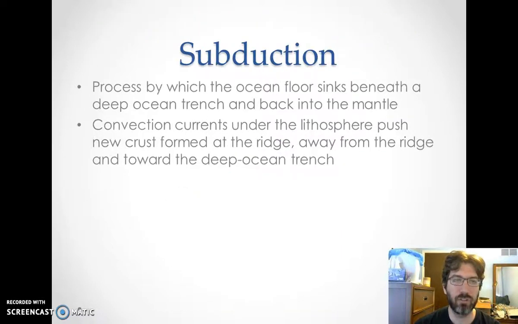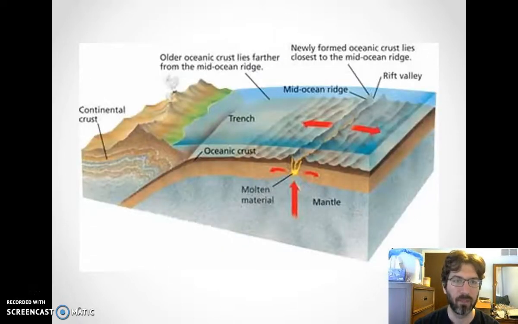So subduction is the process by which the ocean floor sinks beneath a deep ocean trench and back into the mantle. Convection currents under the lithosphere push new crust formed at the ridge away from the ridge, and it is pushed out of the way by the new rock coming there until it gets to the other side of the ocean, where it finds a trench, goes down into the trench and back into the mantle.